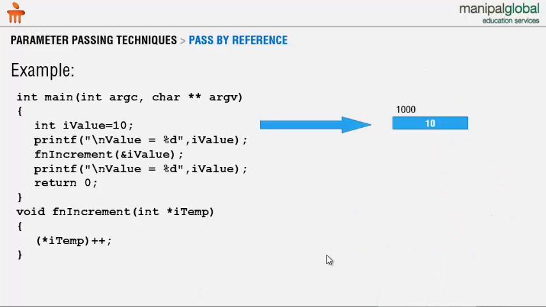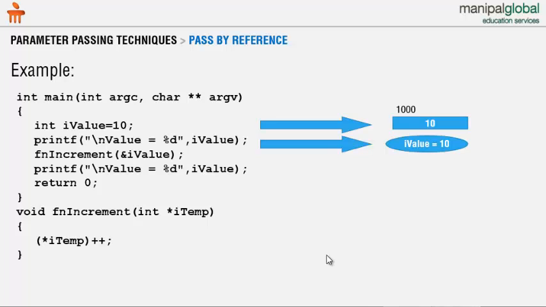So to understand this in more detail, let's draw some memory maps and see how pass by reference works and how we are able to pass arguments using pass by reference. Now, i value equal to 10 defines a memory location. Let's say the address is 1000, initialized to 10. I print the value of i value, and what gets printed is 10.